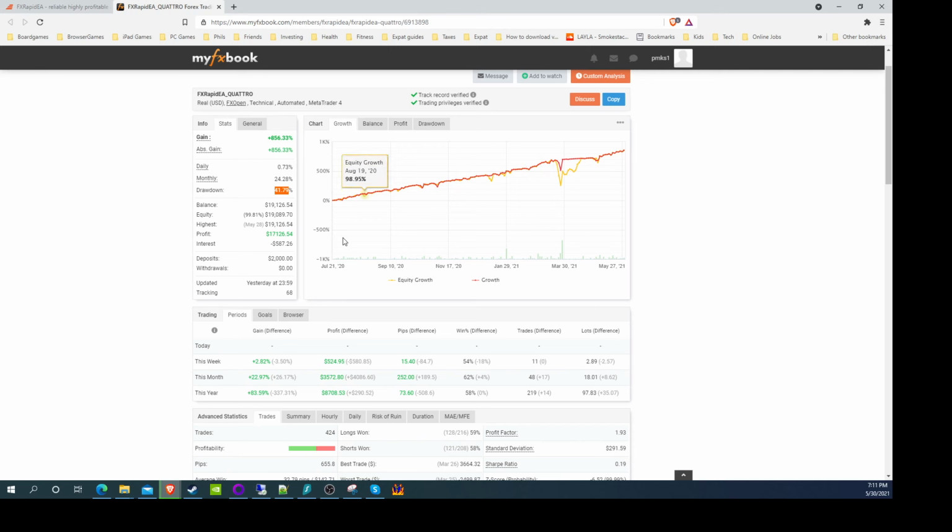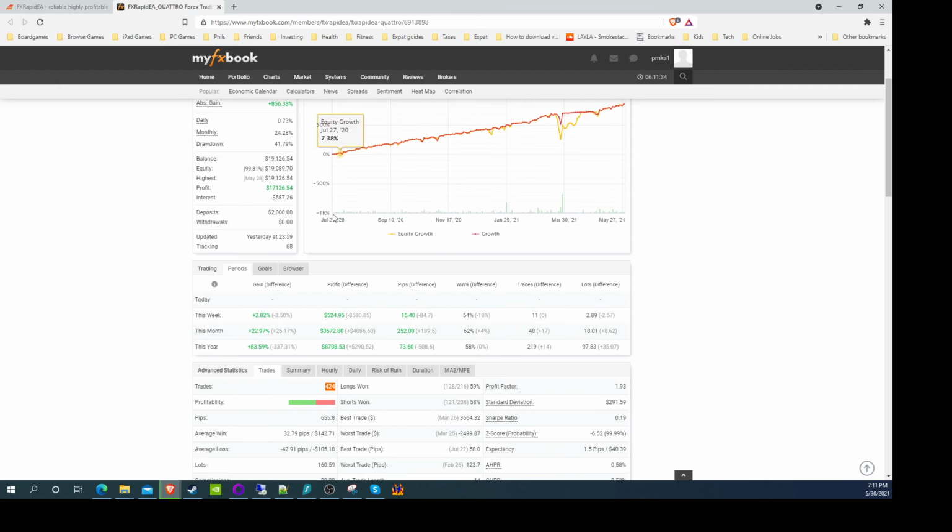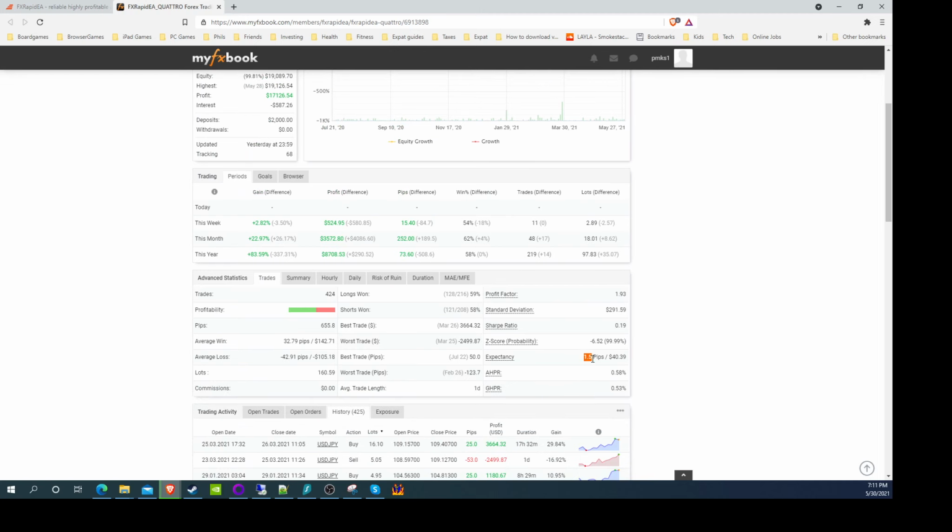Scrolling down, but it's not all bad news on this EA. There's good news to come. Scrolling down, we can see that it has taken 424 trades in approximately, how many months is that? Roughly 10 months it's been trading. It makes 1.5 pips a trade. That's the expectancy. So what we can say there is it has an edge, but it has not much edge, very, very little edge. That's not a very good expectancy. We'd love to see higher than that. 1.5 pips is pretty low.